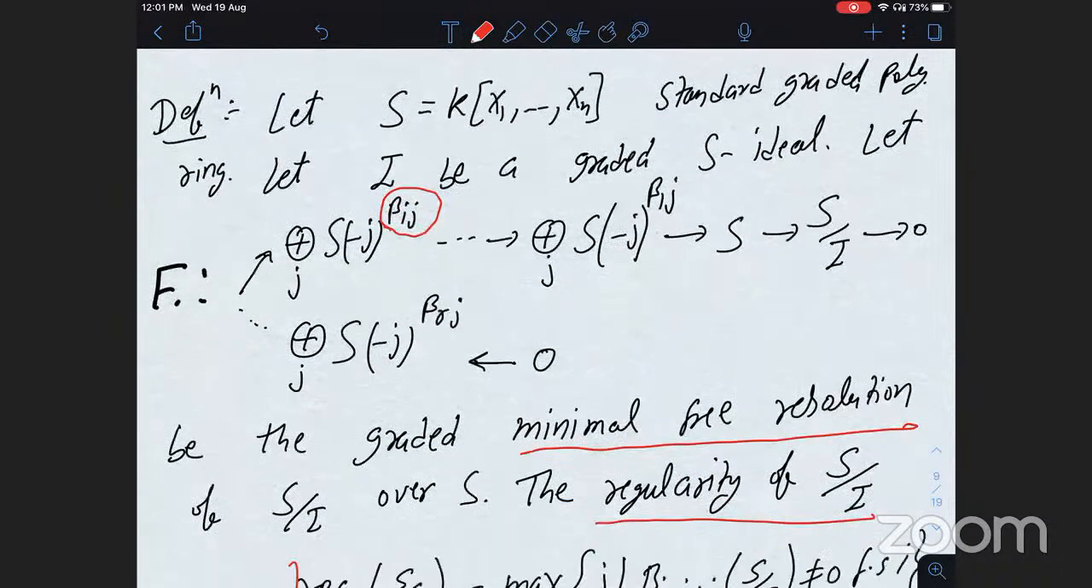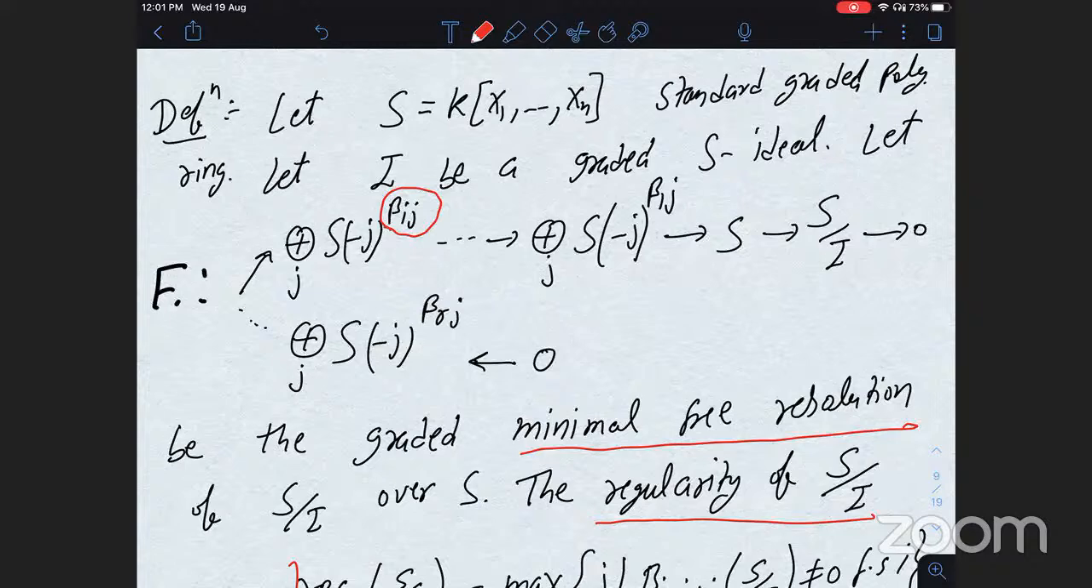So in the definition, my S is a standard graded polynomial ring, and I'm taking I to be a graded S ideal. And then I'm computing the graded minimal free resolution. Yes, this definition is fine. Here everything is standard.